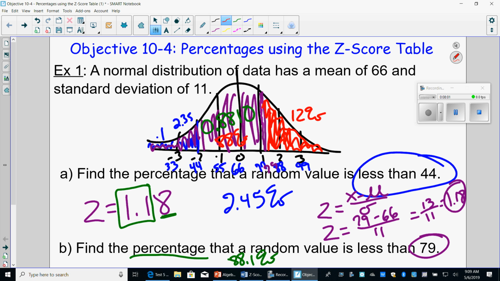One more time. The table gives you less than. So you need to understand that. This is always less than. If I want what's greater than, then you use this, but then just subtract it from 100 to get the other side. Okay? Any questions about that?